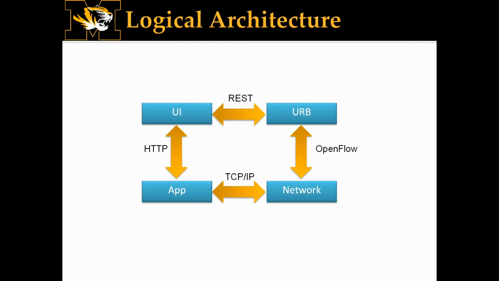To make it clear what the difference is between a regular network and a network with a software-defined networking part, I'd like to talk about our logical architecture. We may see four main components: application, user interface, unified resource broker, and the network. The part with the user interface and unified resource broker can be treated as the control plane of the SDN paradigm. The lower level, application and network, can be considered a regular network.